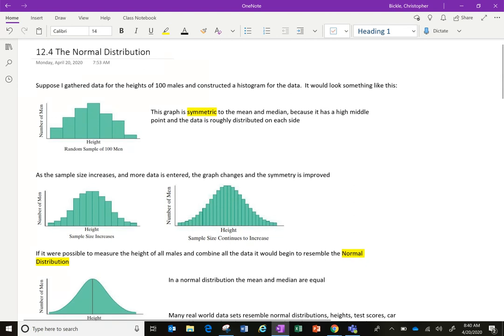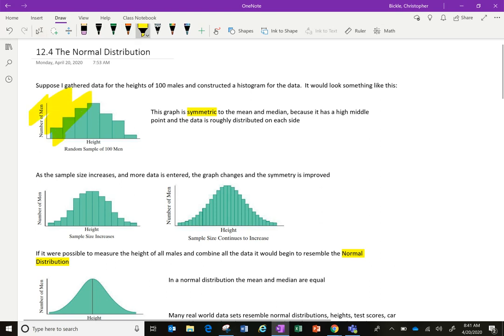So let's go ahead and talk about normal distributions. If we were to gather data for something, and here we're looking at heights of people, if I gathered 100 samples and we made a graph, it would look something like this graph up here in our upper left. So let me show you guys where we're working here. It would look something like this graph.